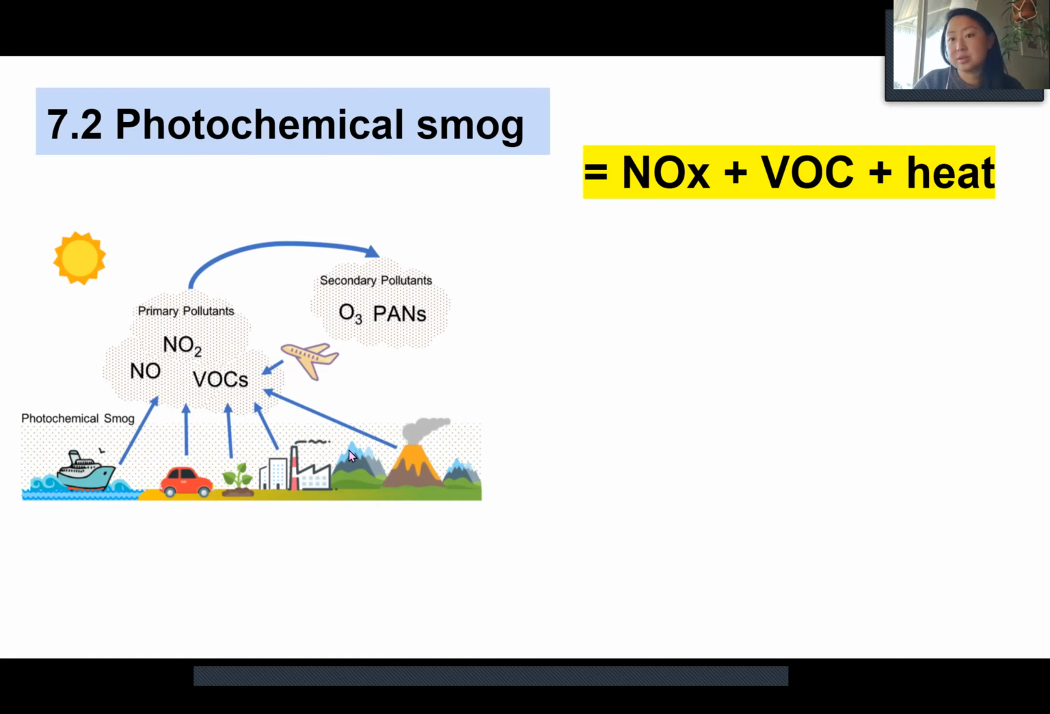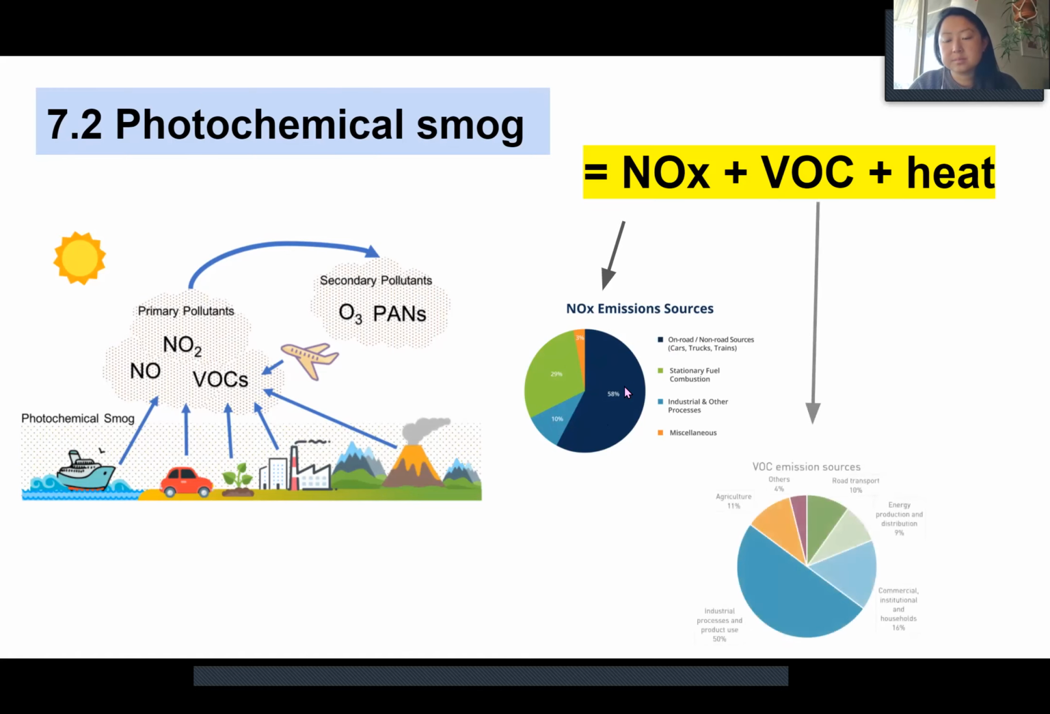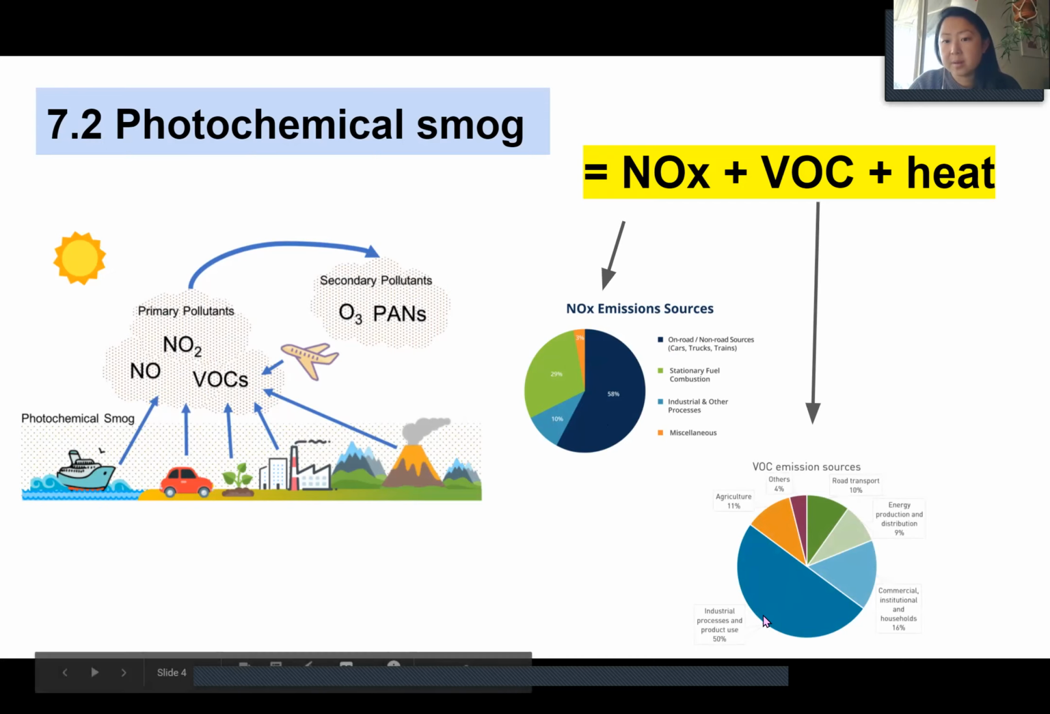So to look a little bit more closely at NOx emissions, you can see that most of it comes from the on-road, non-road sources, such as cars, trucks, and trains. So 58% of that. Stationary fuel combustion, meaning like in power plants and whatnot, 30% about, and then industrial processes, about 10%, 3% miscellaneous.